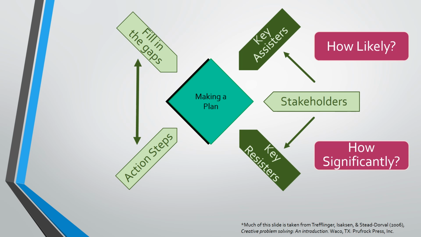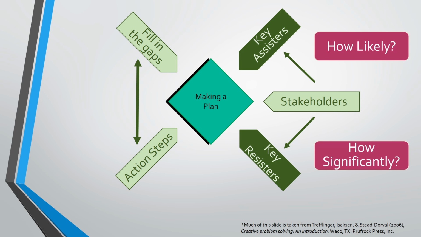If a particular group of assisters decides to help out in the way that they can, will that be just a big boon, or will it be just a little nice addition? Or a group that could resist in some way, put up roadblocks for you, how likely is it that they will do that? And if they do it, will it bring your work to a halt, or will it just be a little bump in the road along the way? So how likely is it to occur, and how significant will it be if it does occur?